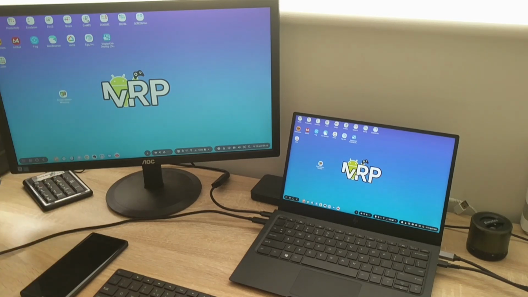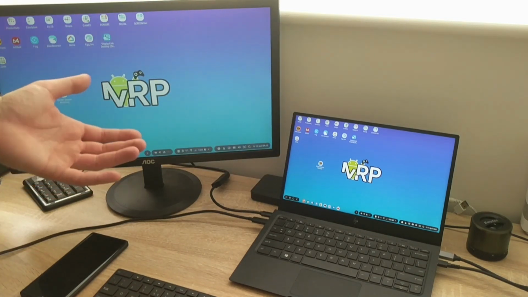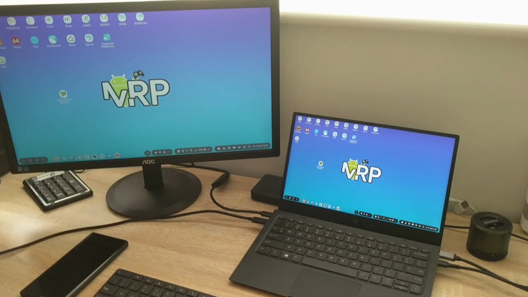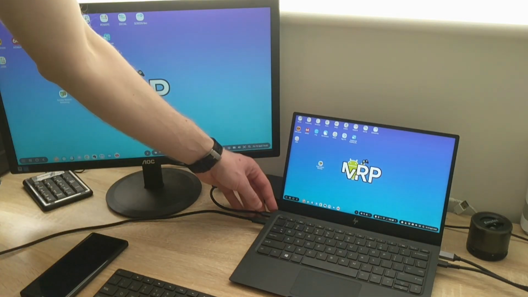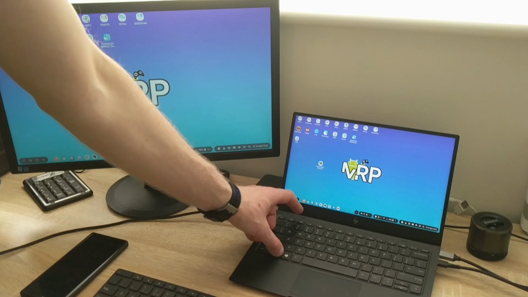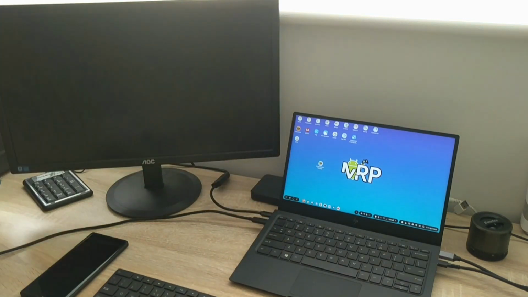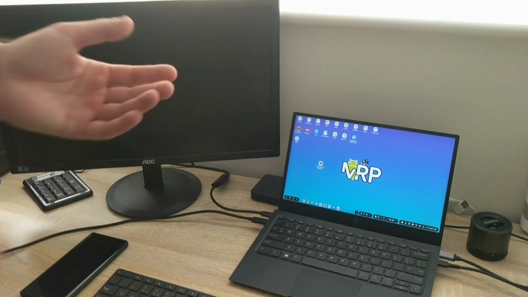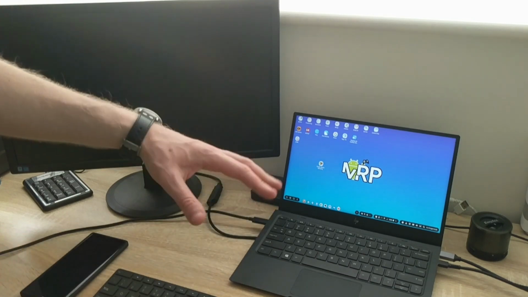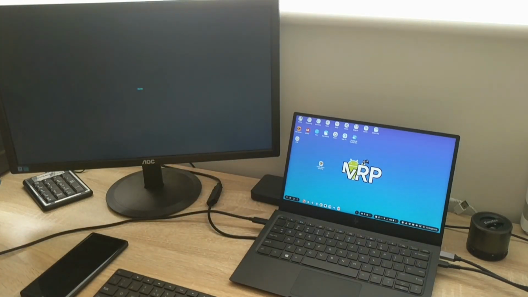When you've finished presenting, there are two ways to stop this. The first one is to just unplug the cable. The second one is to press function and F2 and the screen turns off, and then you can disconnect the cable. Or you can disconnect the cable straight away without pressing function F2.